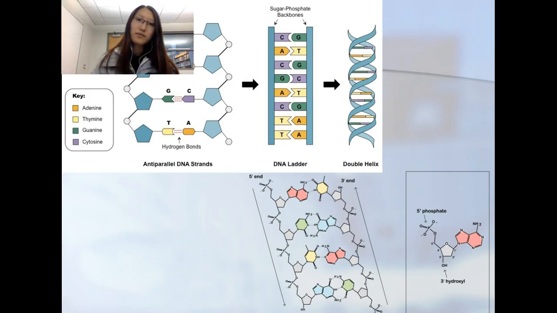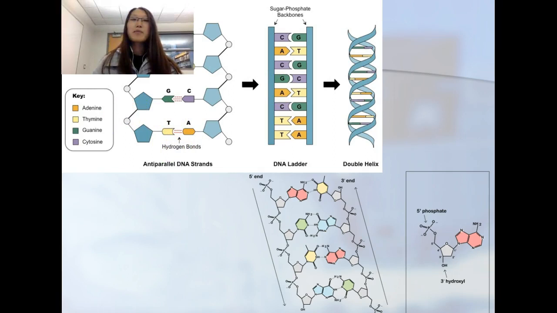We're only looking at this. This is one circle right here. And then we have this base, which is called C in this case. So this one sugar, one phosphate, one base is called one nucleotide. If you move down one, this is one nucleotide. This is one nucleotide. This is one nucleotide.